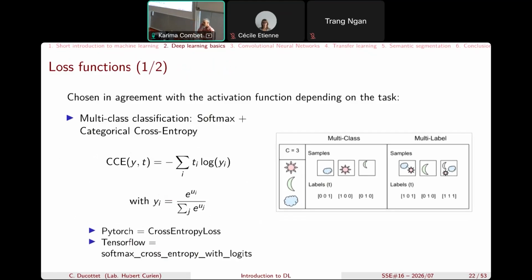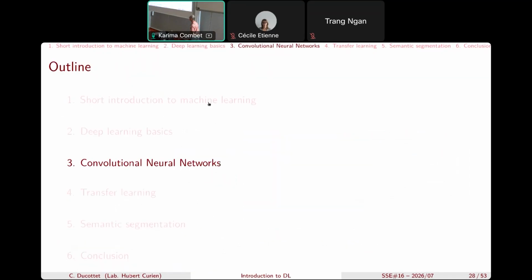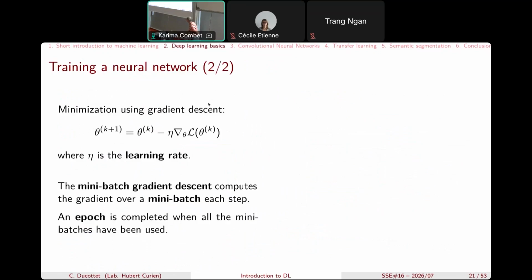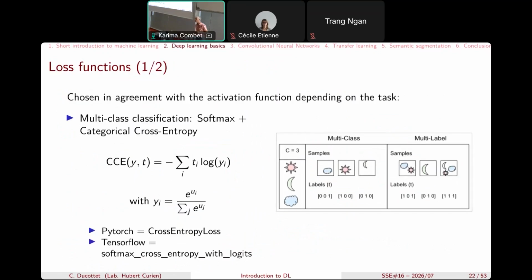So I said that it is important to choose the activation function, of course, but the most important part of the deep learning system is the loss function. So the loss function is the way we compare the real output of the system to the target that we want. So this loss function must be chosen in agreement with the task that we want to solve.